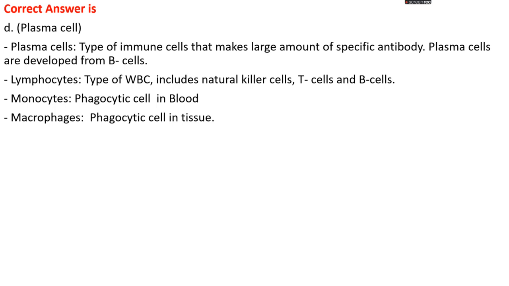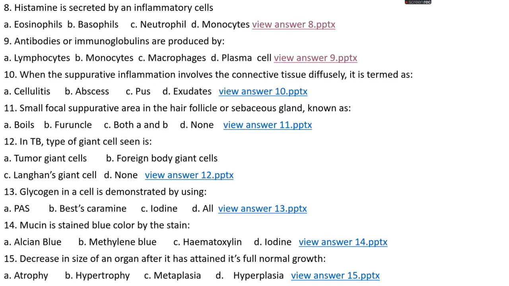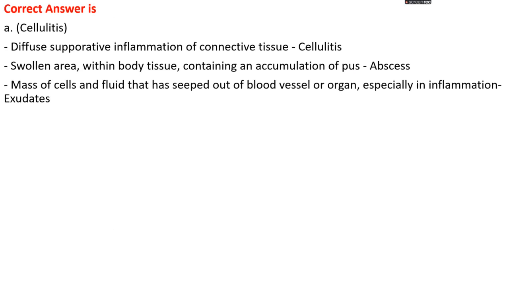Okay, and monocytes are phagocytic cells found in blood, while macrophages are phagocytic cells found in tissue. Okay. Question number 10. When suppurative inflammation involves the connective tissue diffusely, it is termed as: option A, cellulitis, option B, abscess, option C, pus, option D, exudate. The right answer is option A, cellulitis.